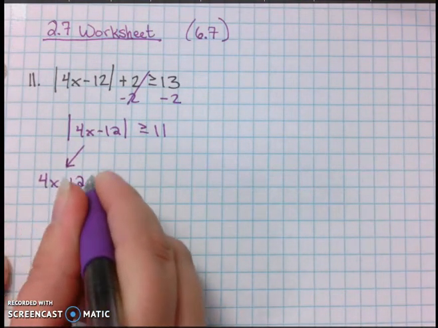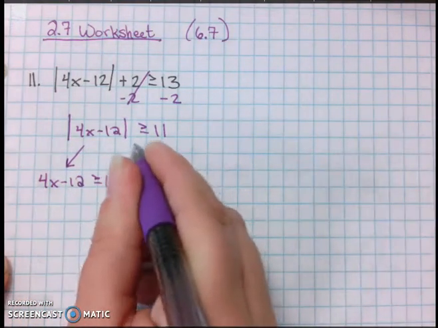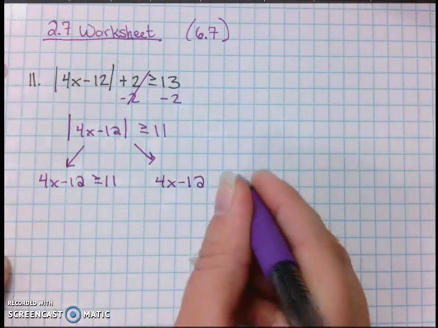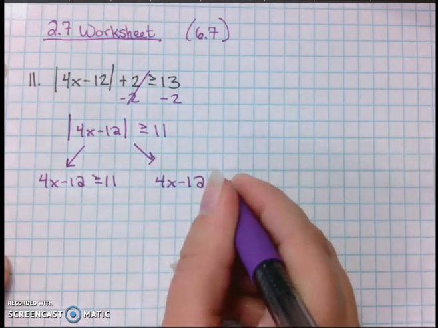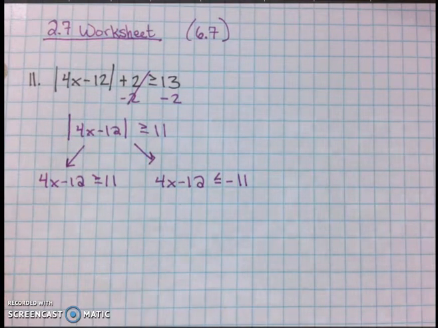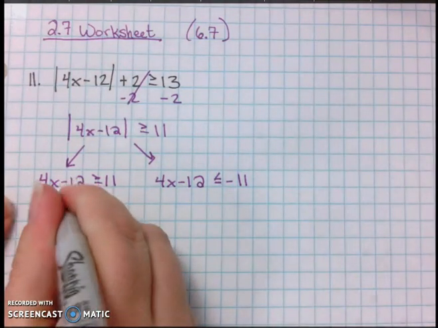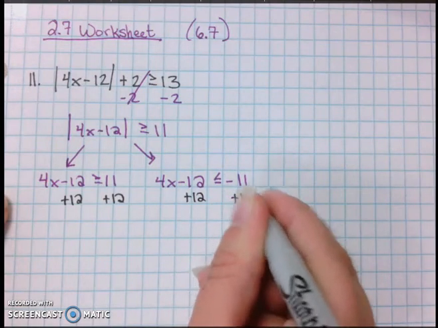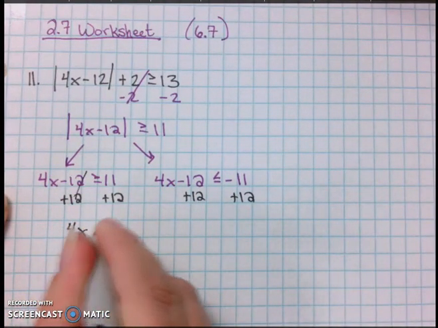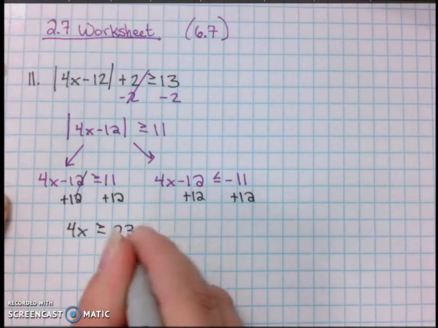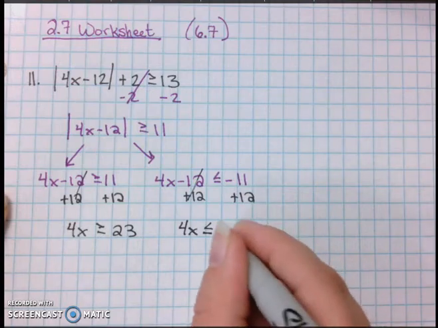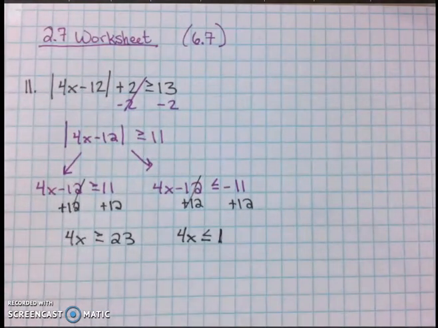So my first equation, everything's the same. The second equation, we make the 11 negative and we flip the sign. So we make it negative and flip the sign. So that's kind of new. And then we solve these two equations. So add 12 to both sides. And then to solve, we divide by 4.